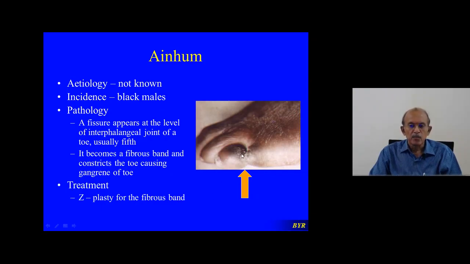Treatment is you can cut the fibrous band and reconstruct by doing Z-plasty operation. Amputation if gangrene develops.